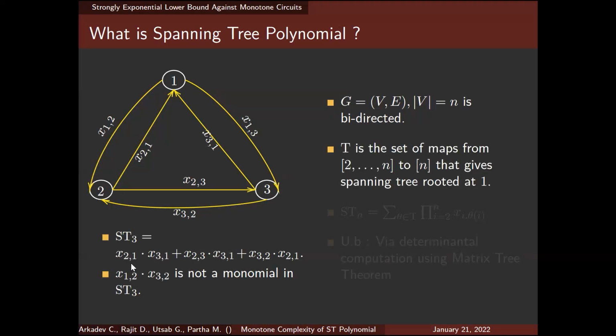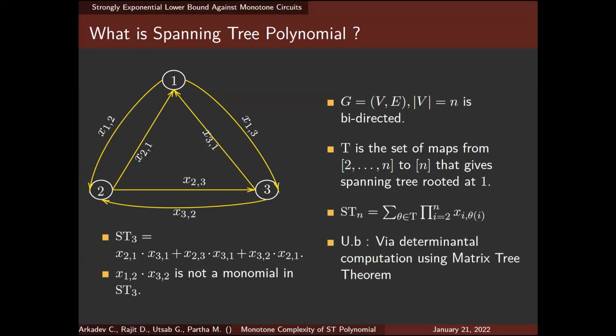For this monomial x21 times x31, the map that we can see here is 2 goes to 1 and 3 goes to 1. Similarly, for this monomial x23 times x31, the map is 2 goes to 3 and 3 goes to 1. So the T set consists of all such maps that represent spanning tree in the graph, which is exactly rooted at 1. And the spanning tree polynomial consists of all such monomials. The upper bound for this spanning tree polynomial can be computed via determinantal computation using matrix tree theorem. This was known before.